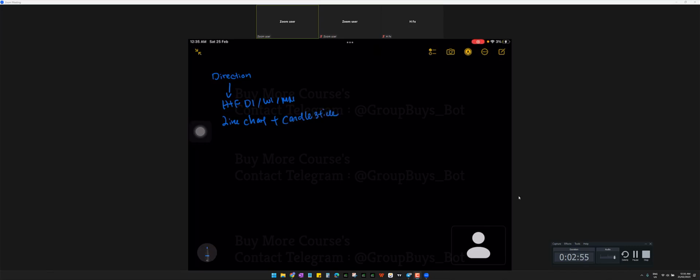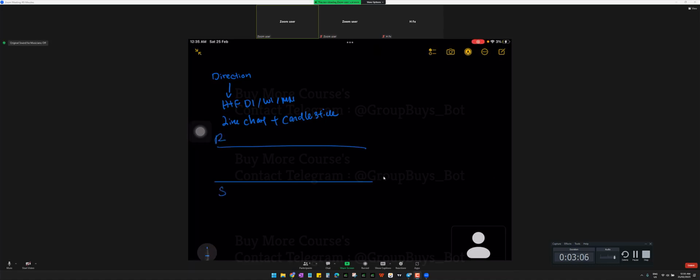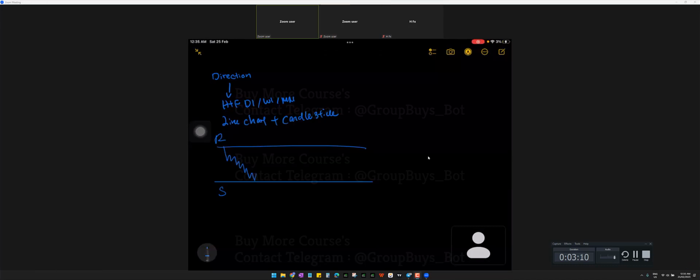Okay. So the rule of SNR, let me teach you the basics first. So for example, resistance and support, right? Of course, the resistance will find the support. Support will find the resistance, right? Resistance will go to support. Support will go to resistance. So this is the rule of SNR. Okay, in our trading life.